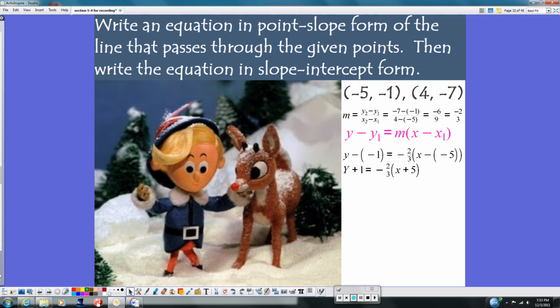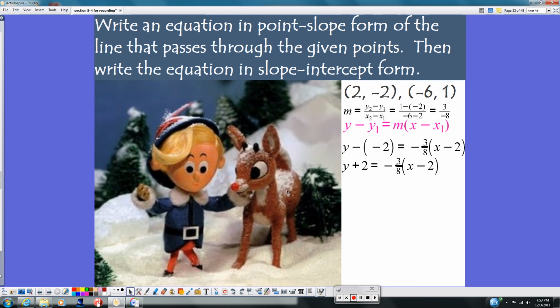Let's try another one. I have (-5, -1) and (4, -7) as my points. I need to first find my slope. Using my slope formula, I get -2/3 after reducing. Using my point-slope form, I pick the first point to get y minus -1 equals -2/3 times x minus -5. Fix those double negatives to become y plus 1 equals -2/3 times x plus 5.